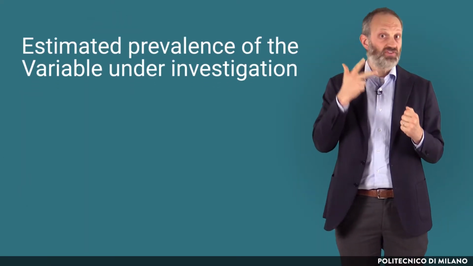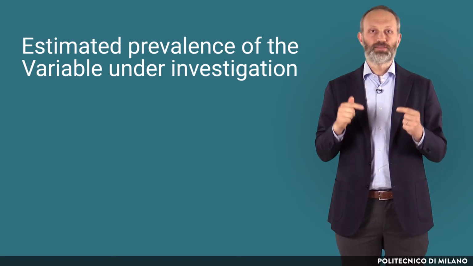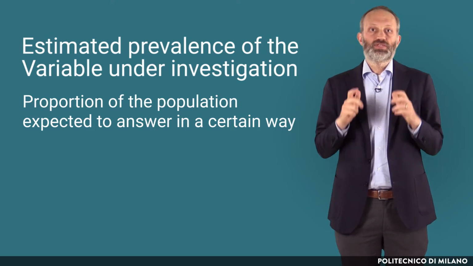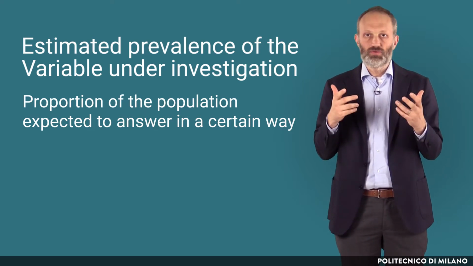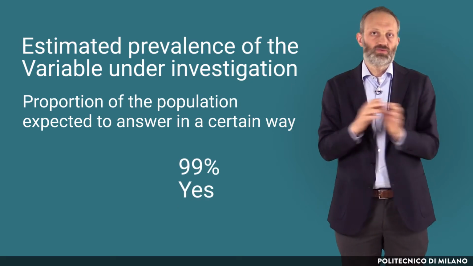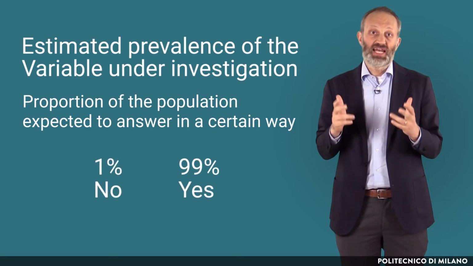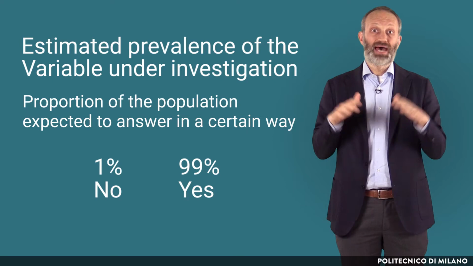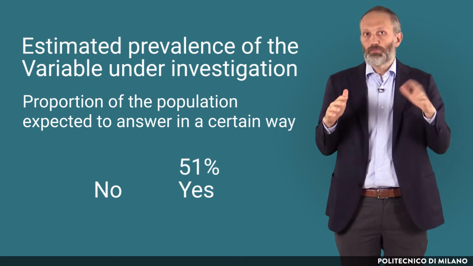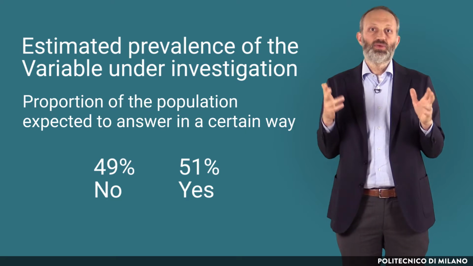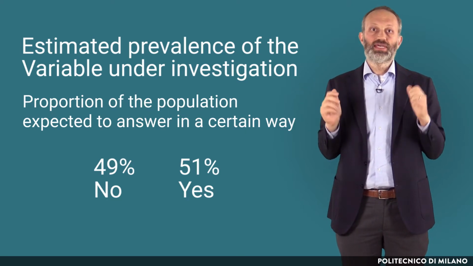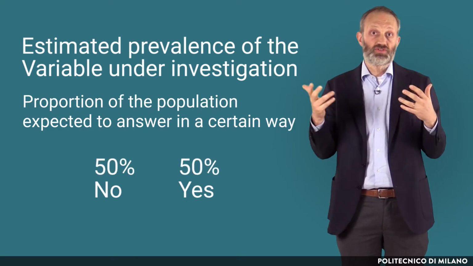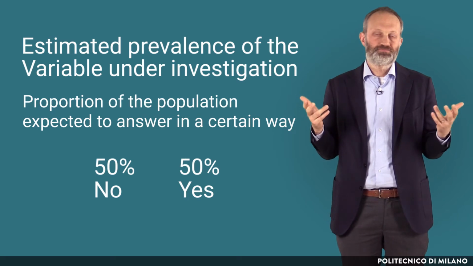Estimated prevalence of the variable under investigation, that is the proportion of the population expected to answer in a certain way. If we expect a concentration of answers on a value, for example 99% yes and 1% no, we don't need a very large sample to obtain a very accurate estimate. But if we expect a very balanced distribution, for example 51% yes and 49% no, we need a much larger sample. In case we have no preliminary estimate, we need to consider the worst case, that is 50-50, and therefore we need a large sample.